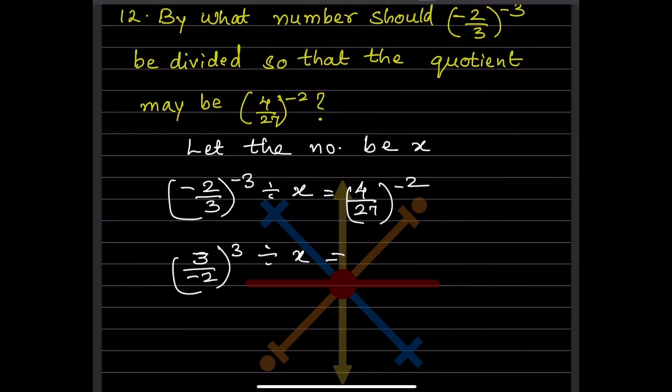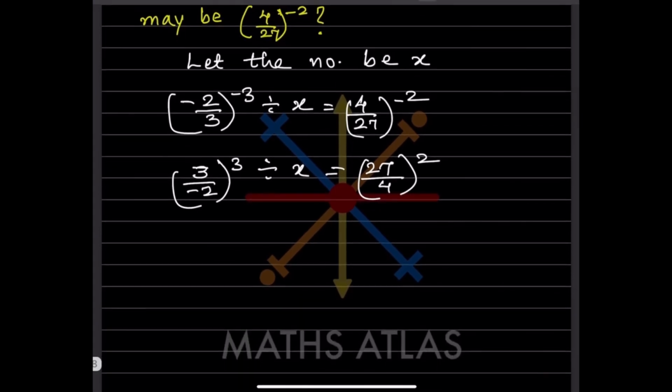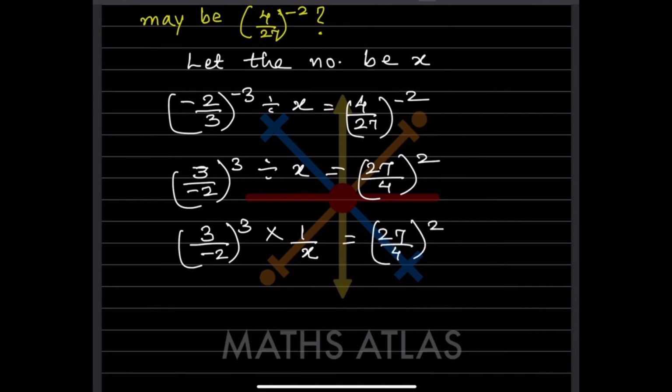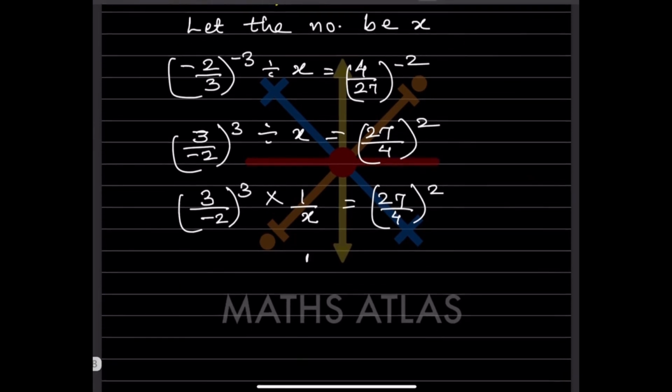Divided by x is, here again we are going to make it positive, so that will be (27/4)^2. So now what will you do here? The (-2/3)^-3, here you are going to make it multiplication, so this is going to be 1/x = (27/4)^2. So now what are you going to write first? 1/x, let us keep as it is. So this is going to be (27/4)^2, and this is going to get flipped over.